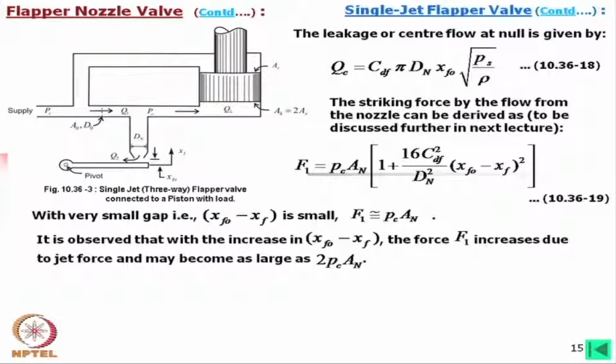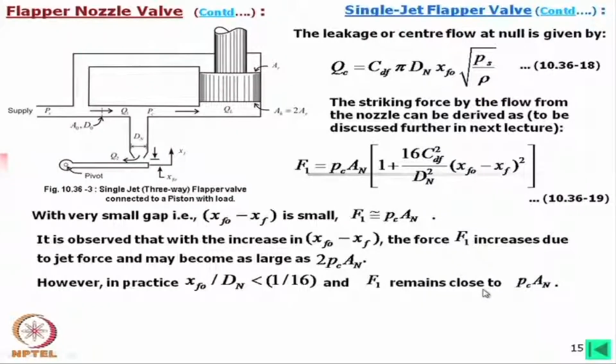Within this range we design the torque motor. Okay. So, the torque motor is selected in such a way that there will be twice the torque of the minimum torque required to operate this valve.